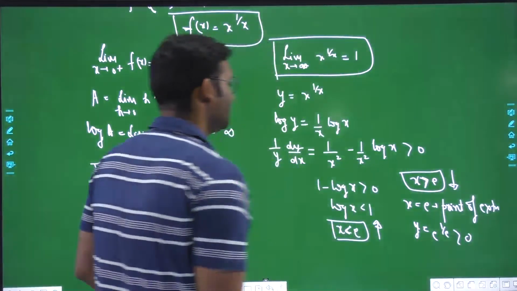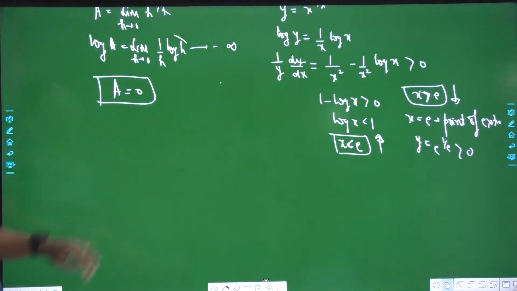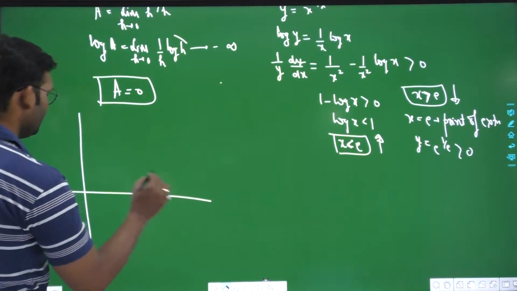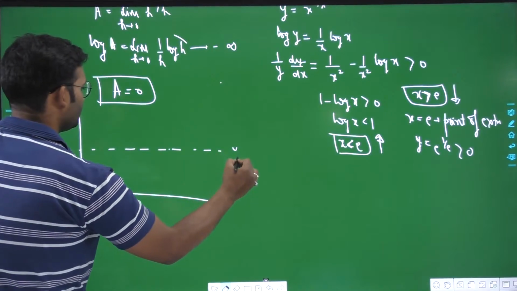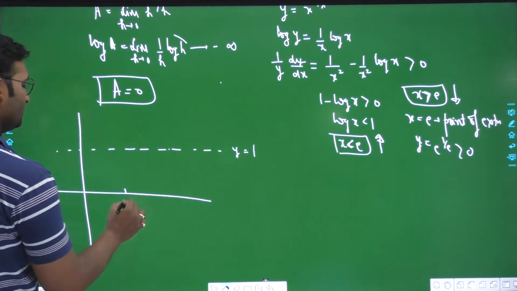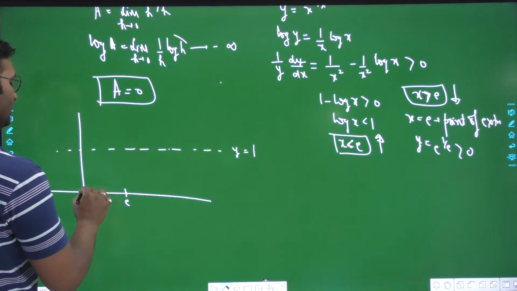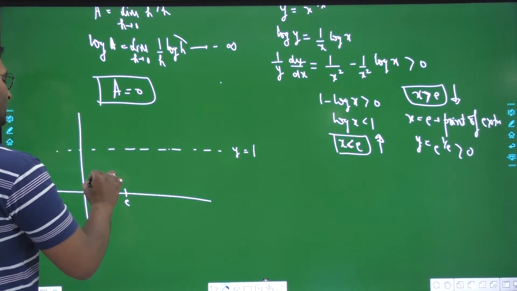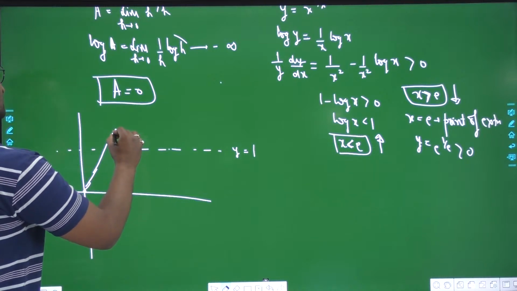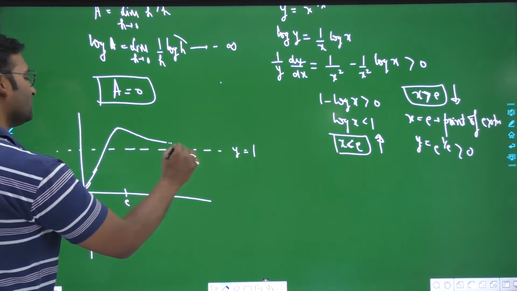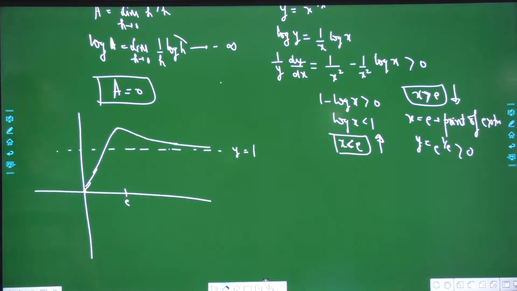This is on the positive side. So an idea to this particular thing can be that this is your 1, this is y equal to 1, and this is your e. So the function is increasing. At e, it is attaining a maximum, and then all of a sudden it is decreasing and tending towards 1.